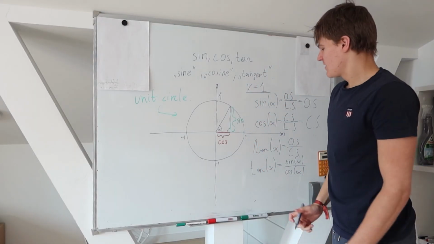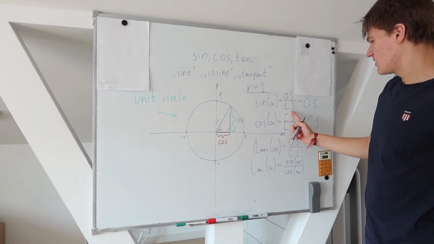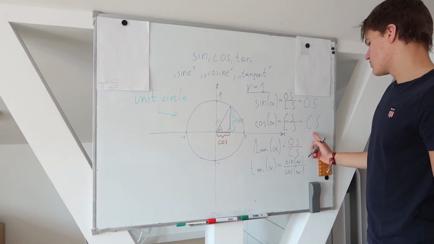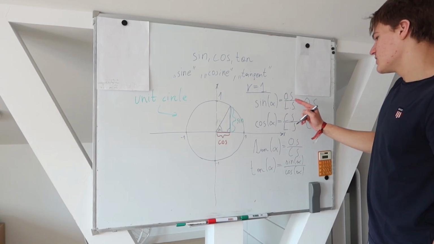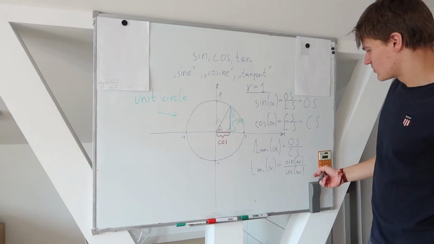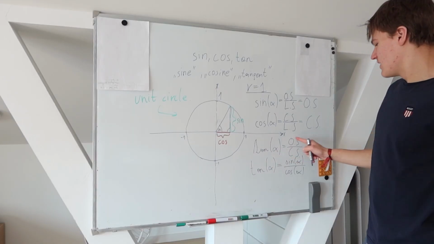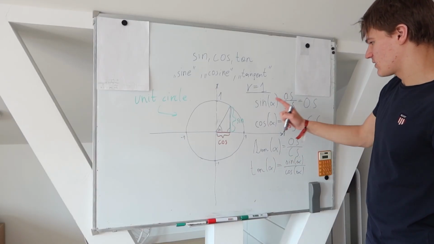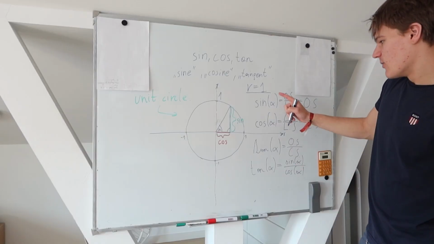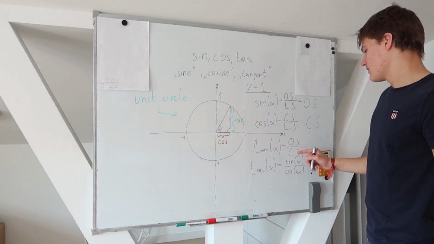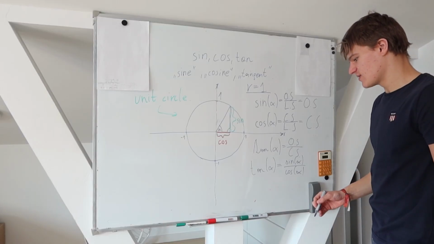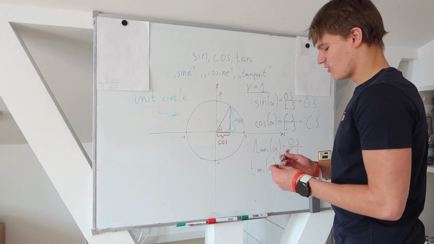Does that make sense? So I basically just said, because this is 1 in this example, and this is also 1, we just get this. So CS divided by 1 is CS, and OS divided by 1 is OS. Because the definition of the tangent is OS divided by CS, we can just plug this in for this, and this in for this, and so we get sine divided by cosine. Also a nice thing to know.